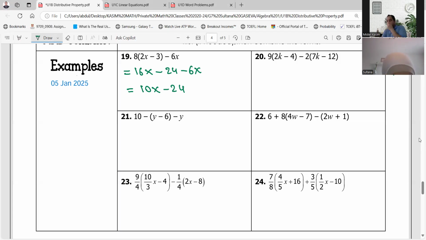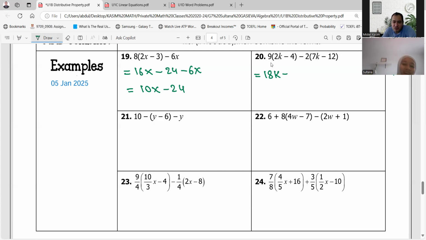Okay, 9 times 2, 18k minus 4. No, no, no. Why are we making the same mistake again and again? We should multiply by each. It's not possible to forget, Sultana. It's a very simple idea.